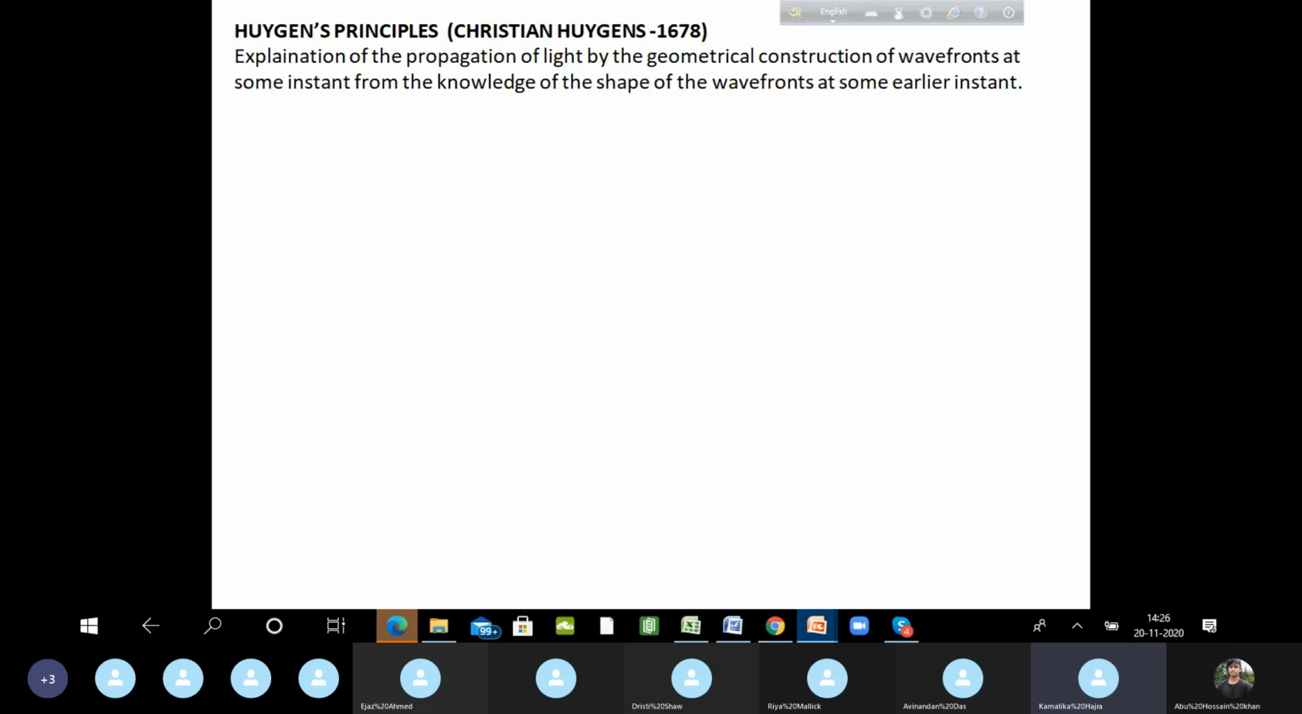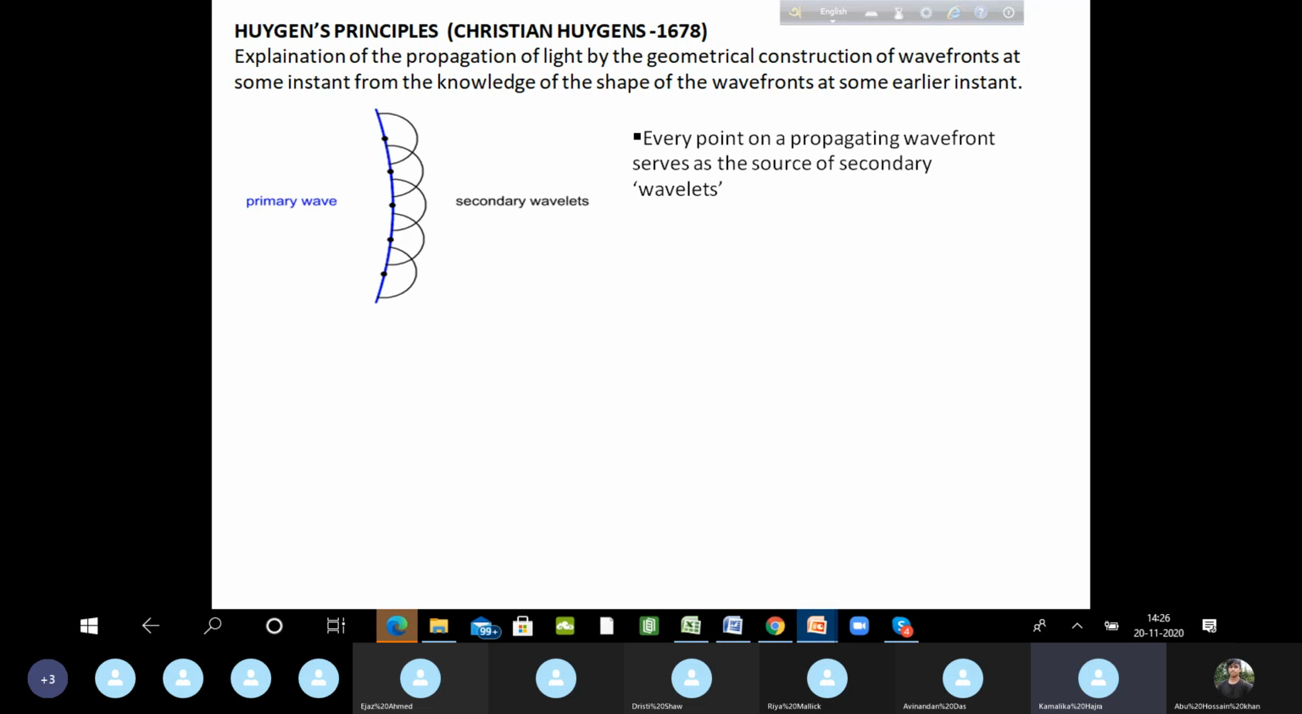Then comes Huygens principle. The concept of Huygens principle is very important, because it is by using Huygens principle that Young explained his experimental observation, and for the first time he established experimentally that light is a form of wave. What does Huygens principle say? This is very important.